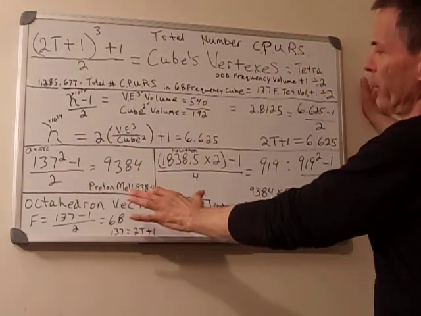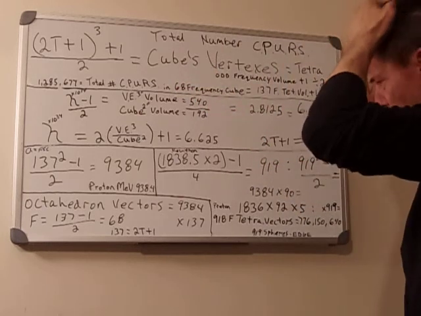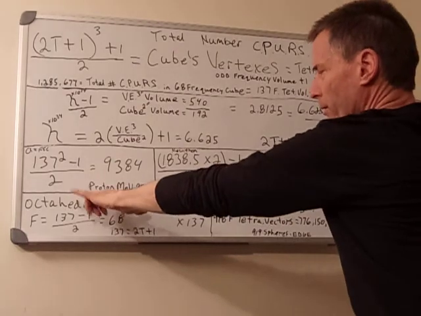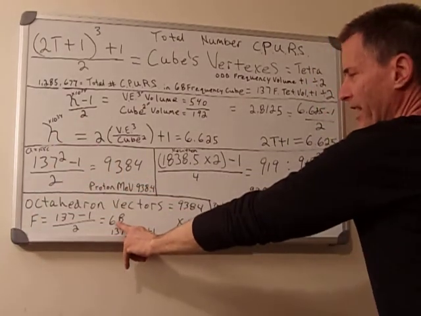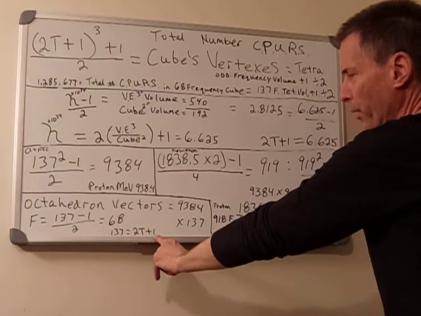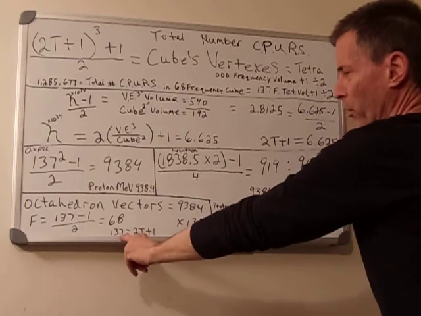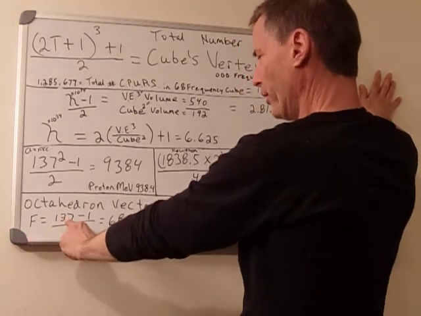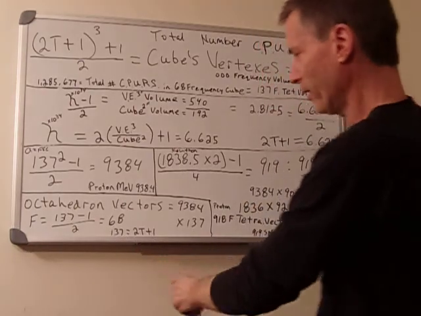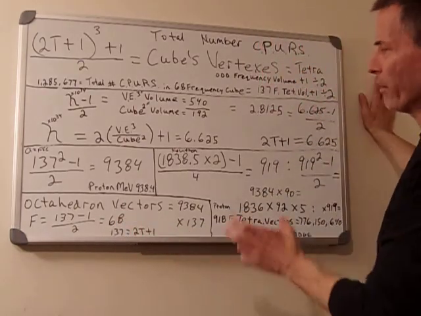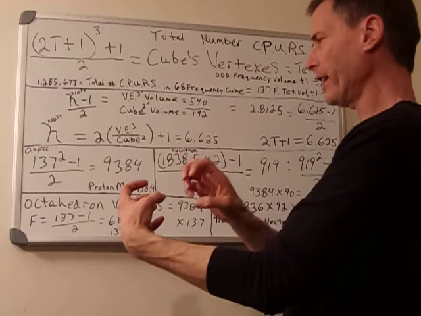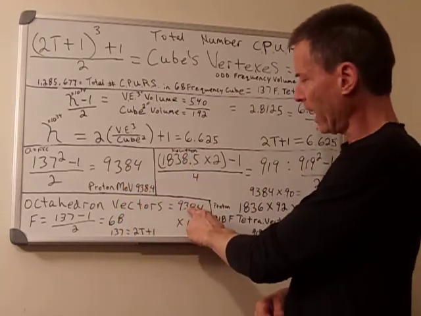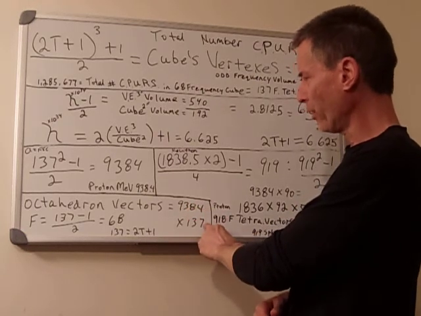If you look at the octahedron's vectors, I'm going to show some transformation formulas, kind of interesting real quick here. The octahedron's vectors, if we were to take 68 and apply it to our formula, you'd have 2t plus 1, or 2 times 68 plus 1 is equal to 137. So when the frequency is equal to 137 minus 1 divided by 2, or 68, the total number of vectors, which are connecting those closest packed unit radius spheres in the octahedron, are exactly 9,384 times 137.